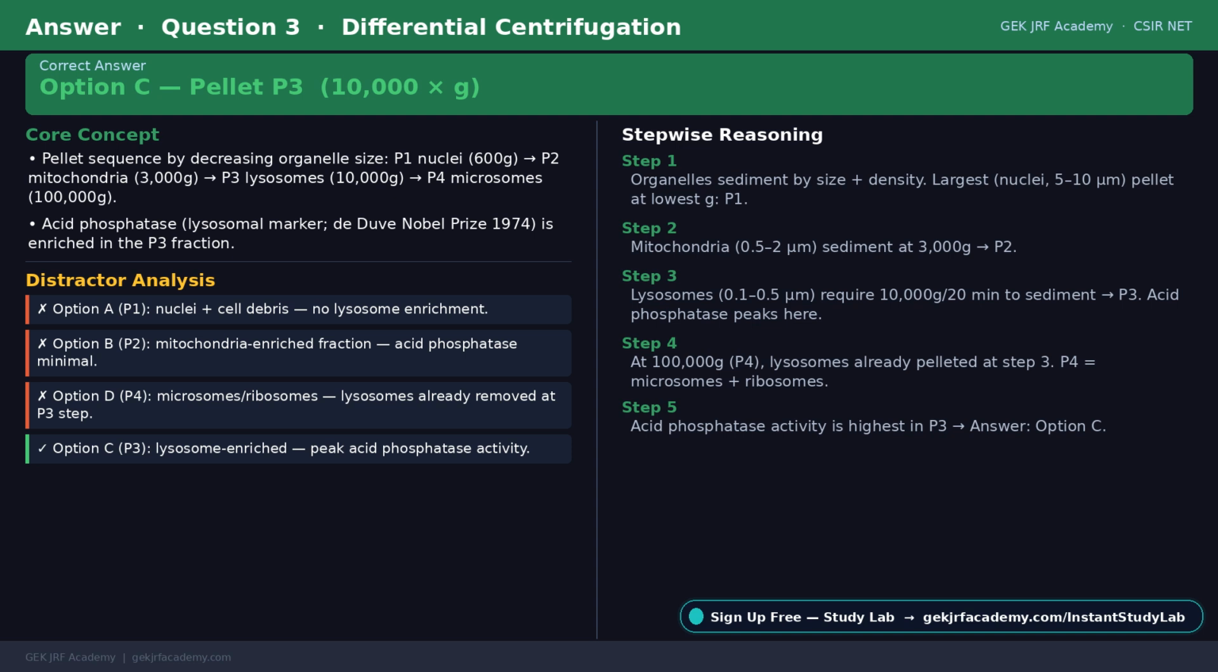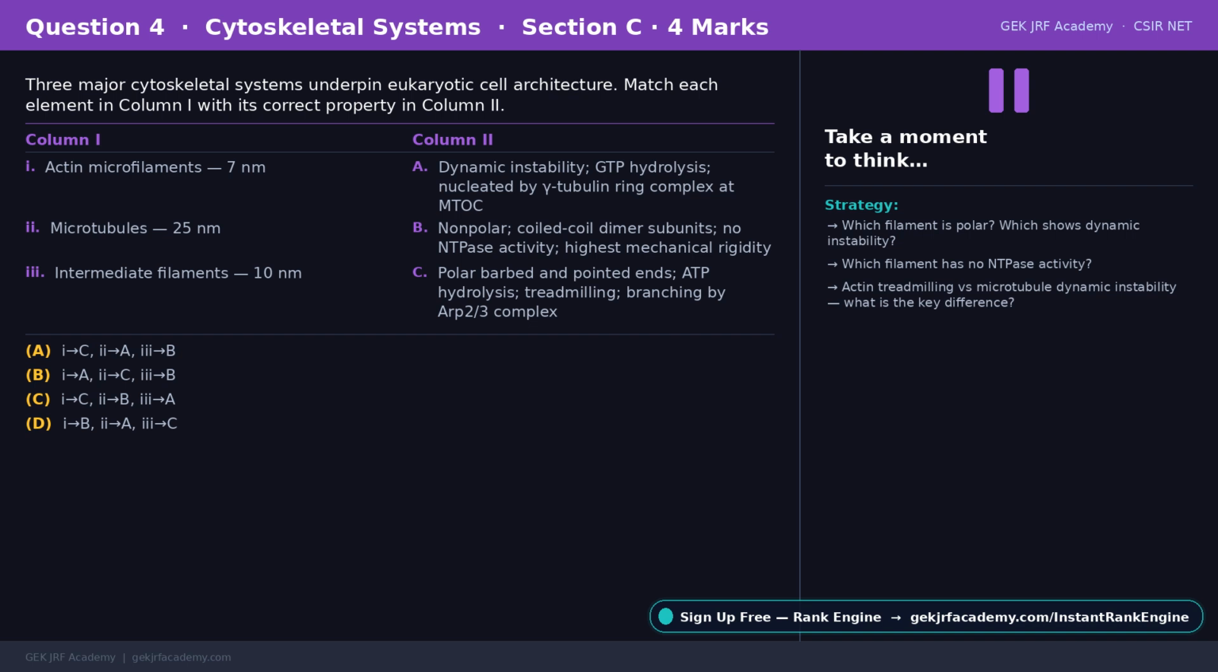Option A. P1 contains nuclei. No lysosome enrichment. Option B. P2 contains mitochondria. Option D. P4 contains microsomes and ribosomes. Lysosomes are absent by this step. The answer is C.